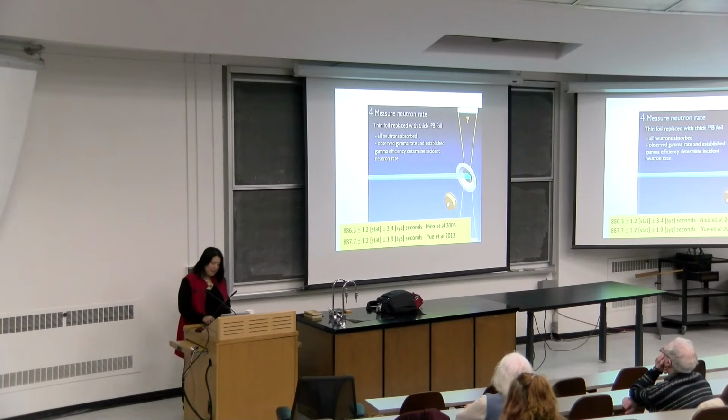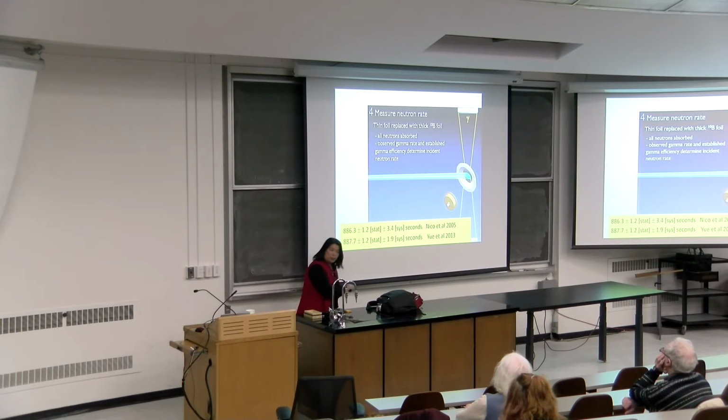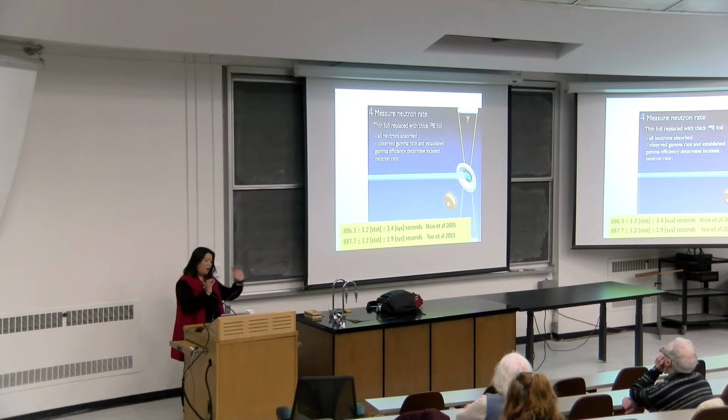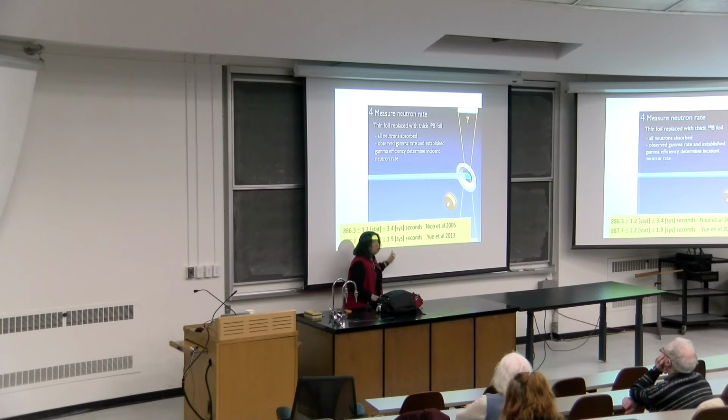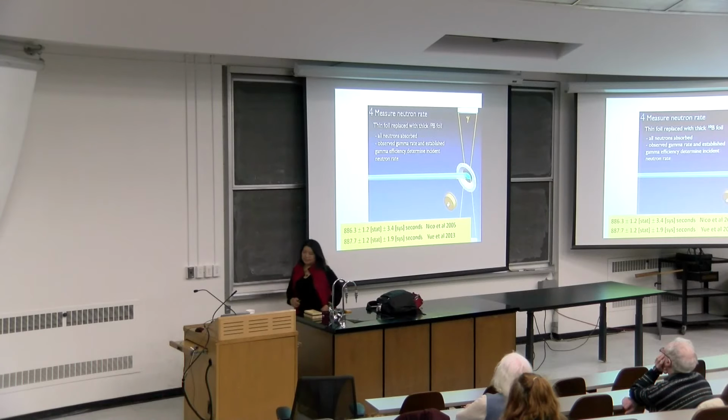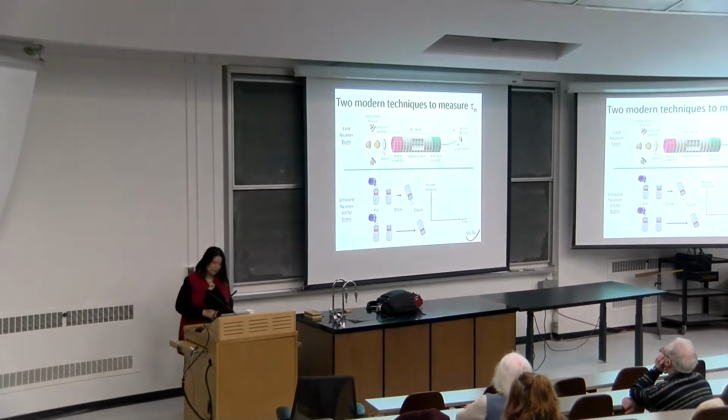And the same experiment is still ongoing. They are in the second generation. They are hoping to reduce this uncertainty by another factor of 2. And in the meantime, they are designing a bigger trap, able to accommodate larger bins of the cold neutrons to increase the statistics. They are hoping to increase the precision to on the order of 0.3 second level. So that's the beam measurement.